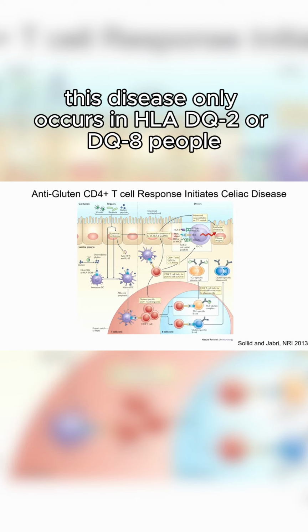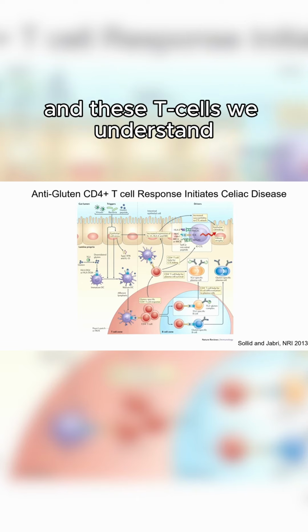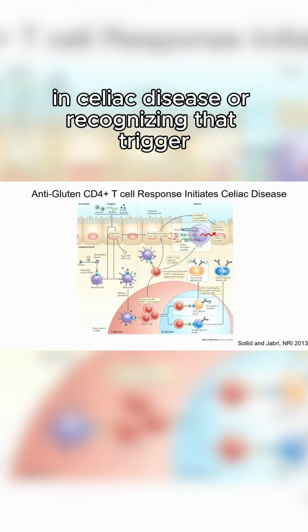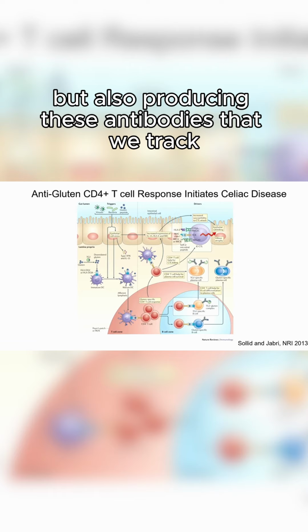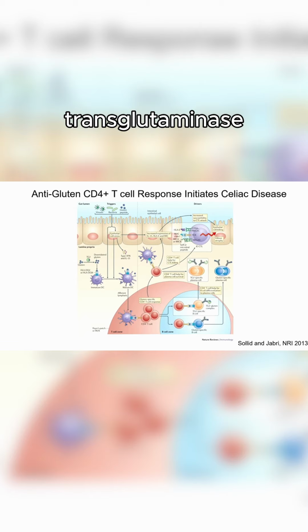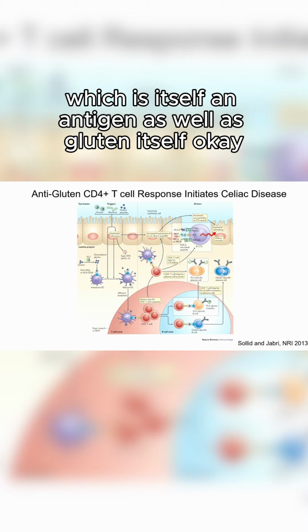Obviously, this disease only occurs in HLA-DQ2 or DQ8 people. And these T cells, we understand, are not only responsible for initiating inflammation in celiac disease or recognizing that trigger, but also producing these antibodies that we track in terms of disease activity, antibodies against tissue transglutaminase, which is a self-antigen, as well as gluten itself, okay?